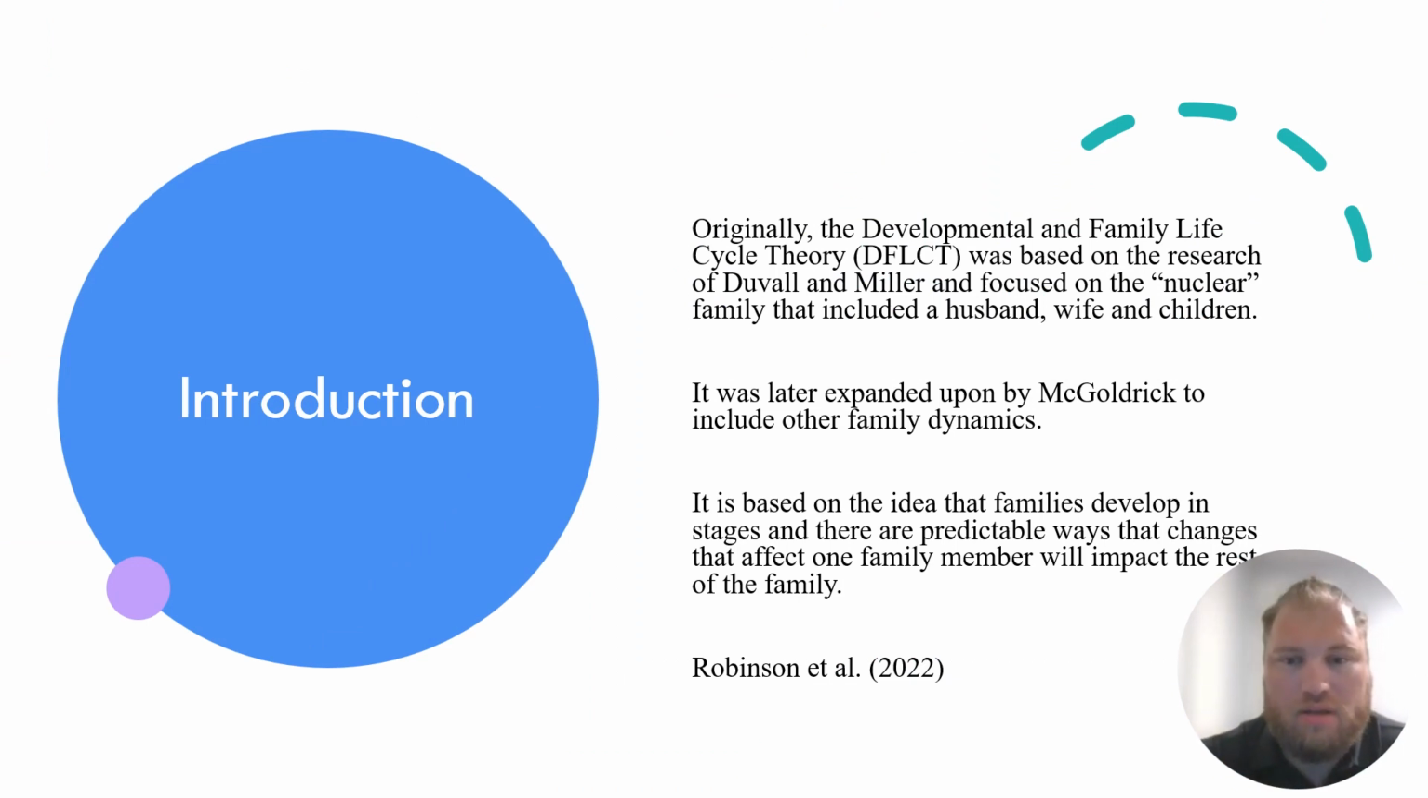So to introduce it, originally, developmental and family life cycle theory was based on the research of Duvall and Miller and focused on the nuclear family that included a husband, wife, and children. And then it was later added upon by McGoldrick to include other family types. So it's based on the idea that families develop in stages, and therefore there are predictable ways that changes that might affect one family member will affect the family as a whole. And you can think of it kind of like Erikson's stages of development, similar to that, but for the family instead of for a child or a person.